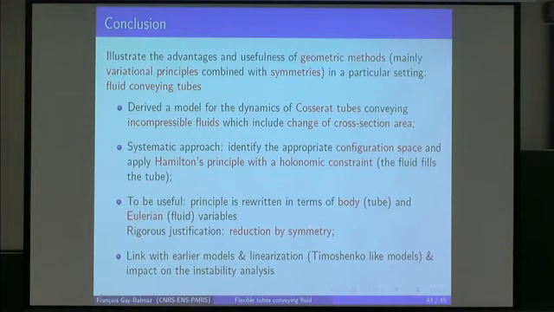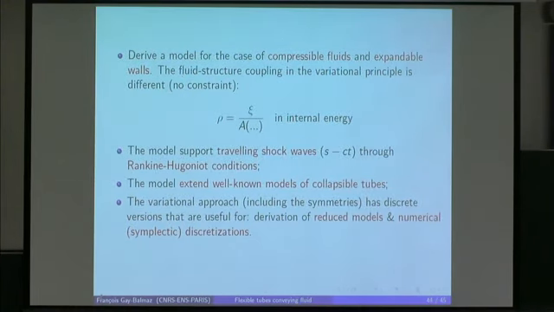So the big lesson is to identify the correct geometry and apply a classical variational principle that you modify according to your problem. If you have a holonomic constraint or a symmetry, etc., you can always do this. And I didn't show it, but we extend well-known models. So our model is not completely different. It's just a consistent generalization of earlier models of collapsible tubes.